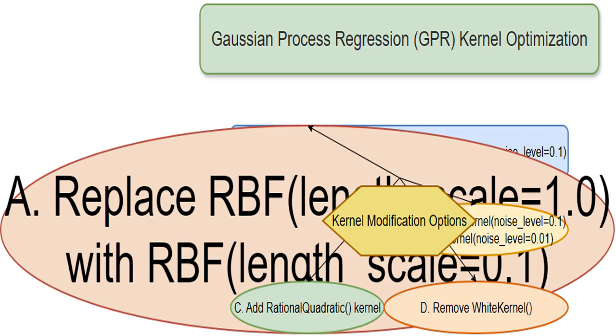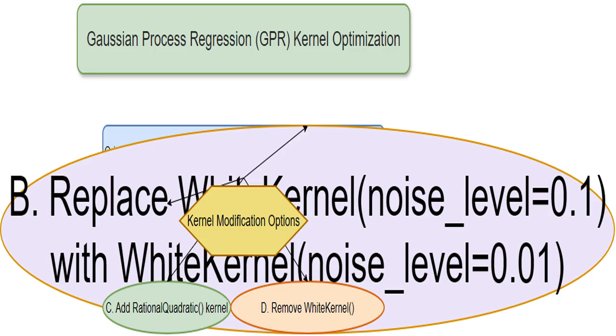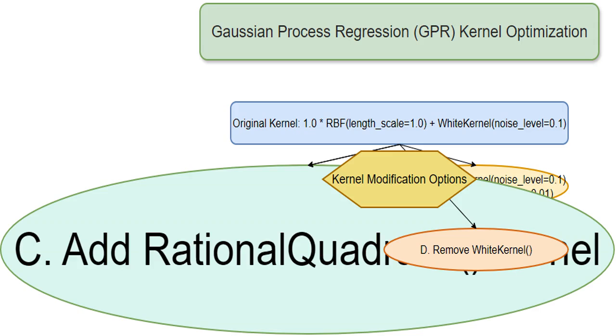A smaller length scale means the model will be more sensitive to local changes in the data, potentially capturing finer details. I can also adjust the white kernel's noise level from 0.1 to 0.01. A lower noise level assumes less randomness in the data, potentially leading to a better model if the original noise level was too high. I'm exploring adding a rational quadratic kernel.